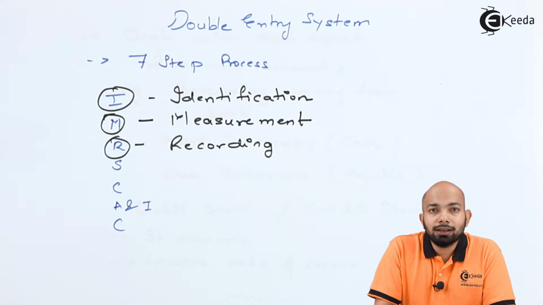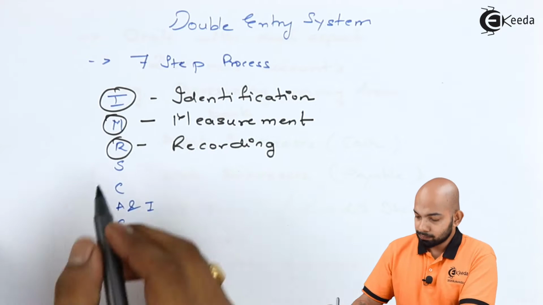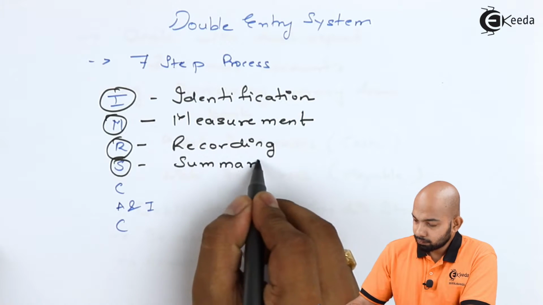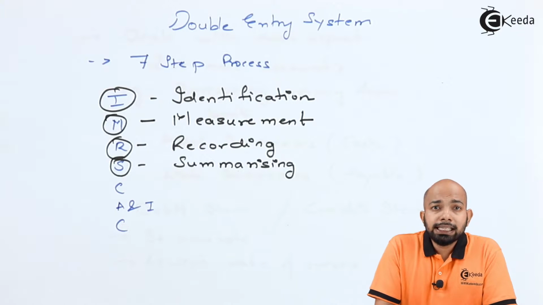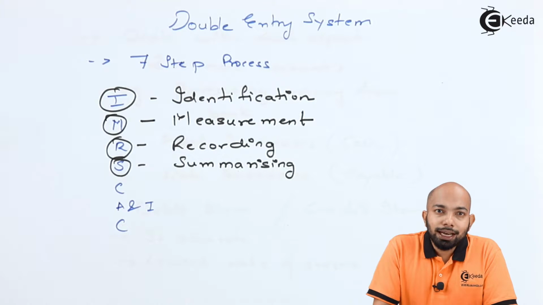Now, once you have recorded these transactions, the next step will be classifying or summarizing. Summarizing means that any transaction which has been posted in a journal is classified under different categories. All the transactions which have a purchase aspect will be part of the purchase category. All the transactions which have a sales aspect will be part of the sales category. All the transactions which have an expense or income aspect will be part of the expense or income category as per the nature of the transaction.